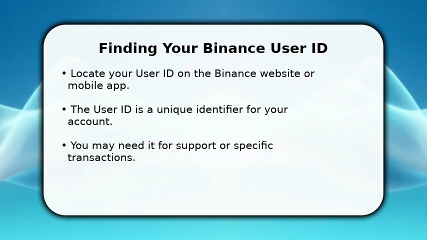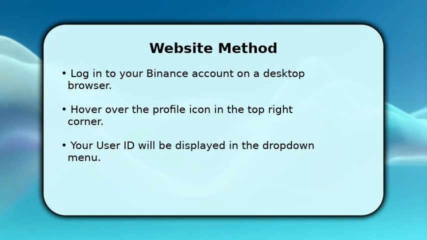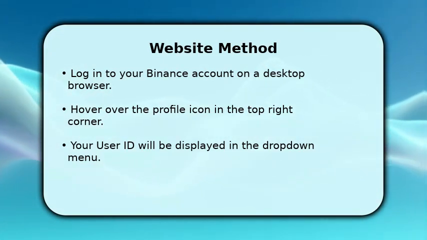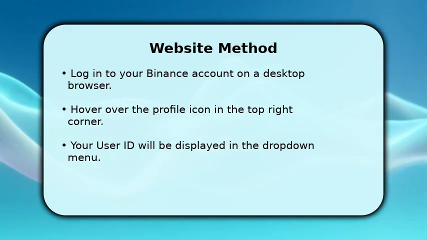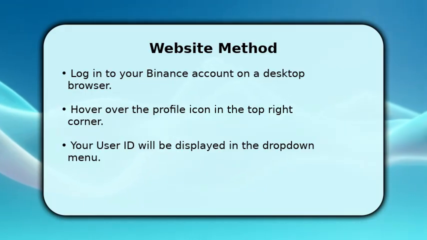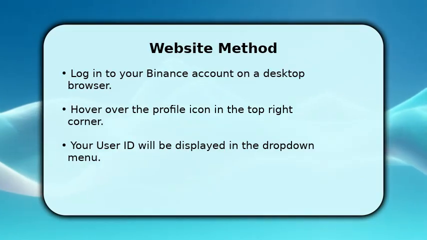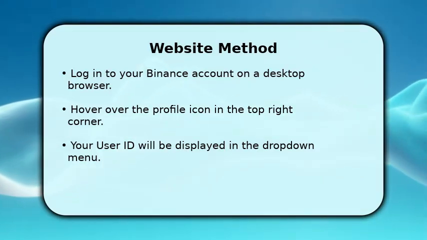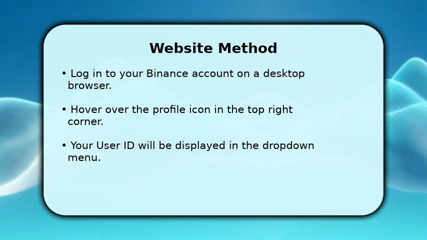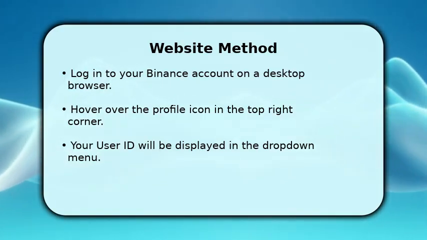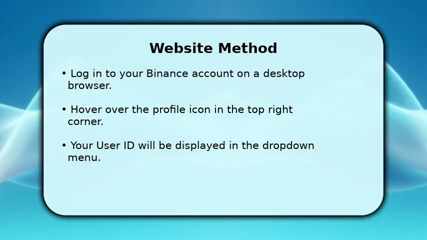access Binance. To find your user ID on the Binance website, first, log into your account using your preferred web browser. Once logged in, move your mouse cursor over the small profile icon, usually located in the top right corner of the page. A drop-down menu will appear, and you will see your unique user ID clearly displayed there. It's often near your email or username. You can easily copy it from this location if needed.